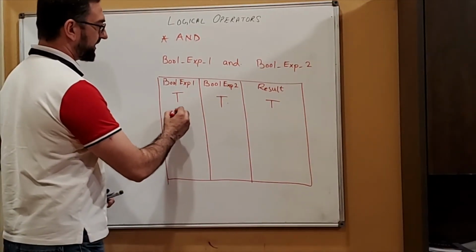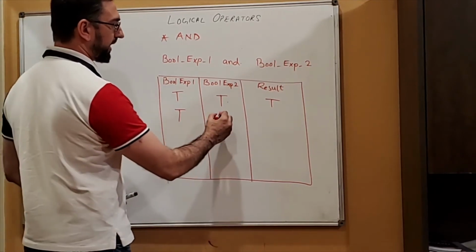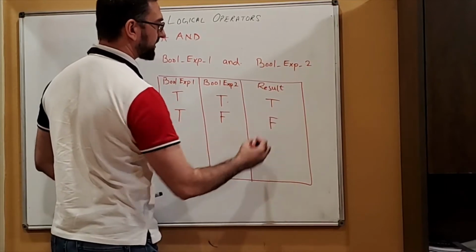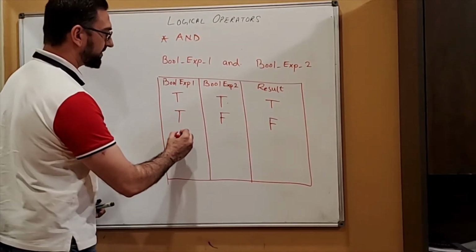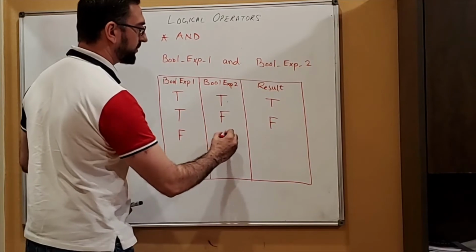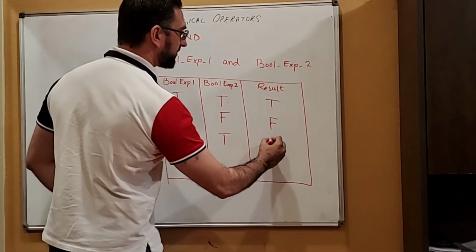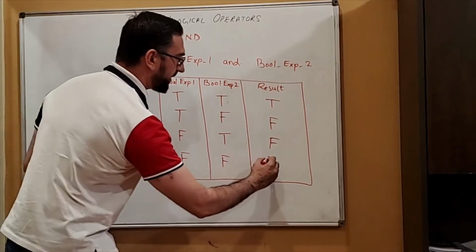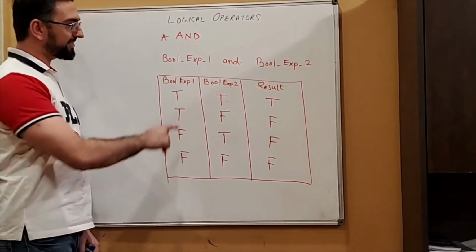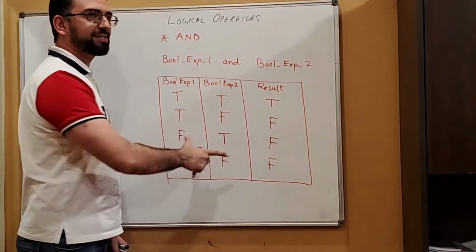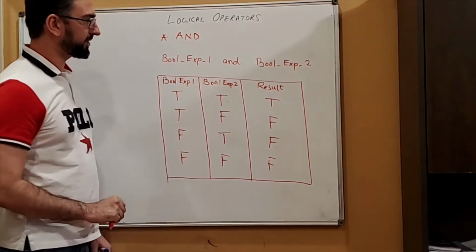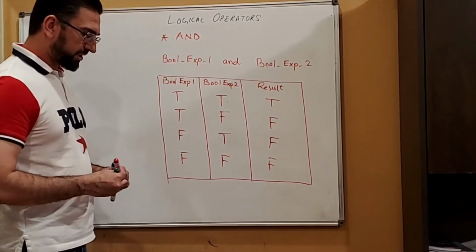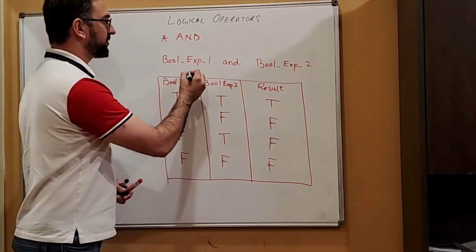Now if Boolean expression 1 is true and Boolean expression 2 is false, this will result in false. If Boolean expression 1 is false and Boolean expression 2 is true, then the result will be false. And if both the Boolean expressions are false, then the result will be false. So this is the property, or you can say truth table, for an AND logical operator. So keep that in mind whenever you're combining multiple Boolean expressions using the AND operator.